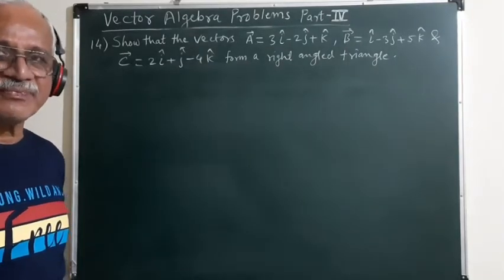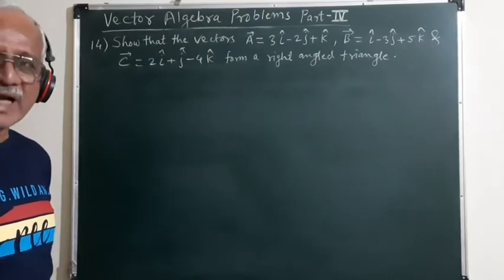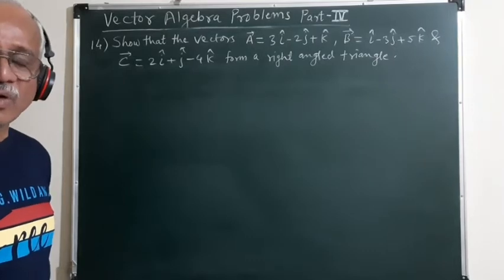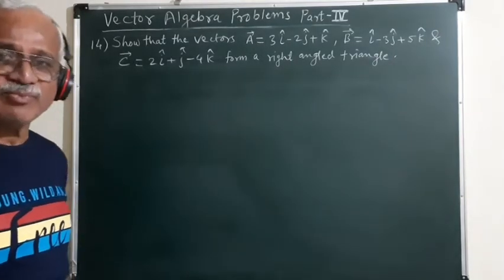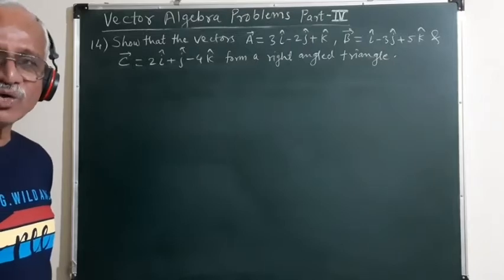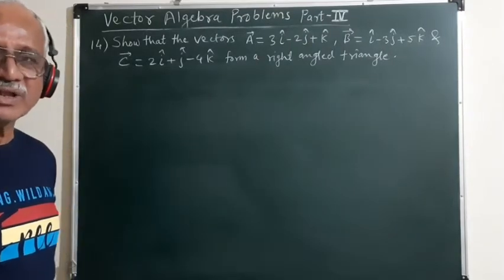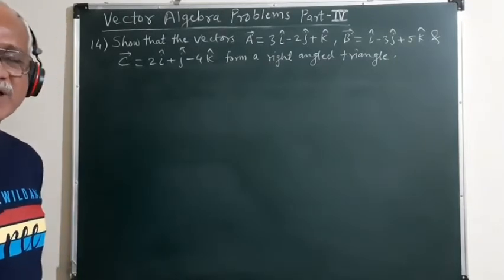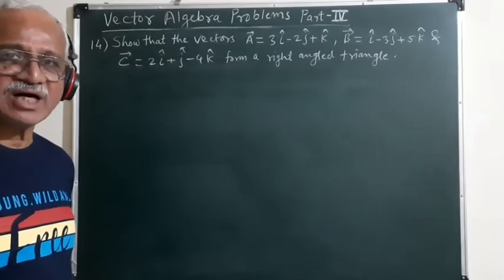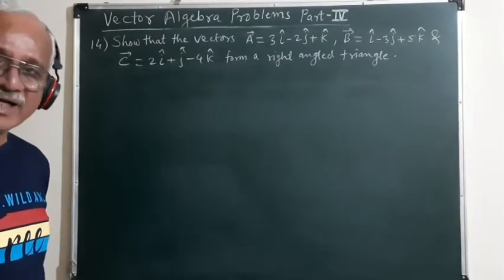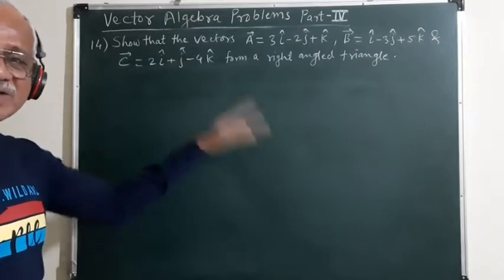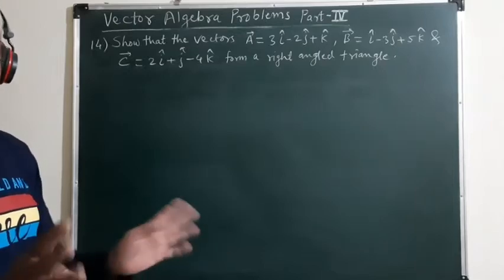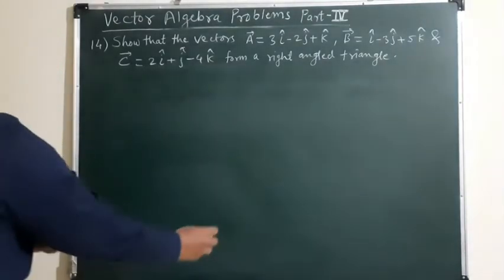And in the next step, to show that this triangle formed by the three vectors is a right angle triangle, how can we prove this? This can be proved by taking the dot product of any two vectors. If the dot product of any two vectors works out to be equal to 0, then we can say that those two vectors are perpendicular to each other, and hence the triangle formed by these three vectors is a right angle triangle. So this we can prove in two steps. So let us see the first step.